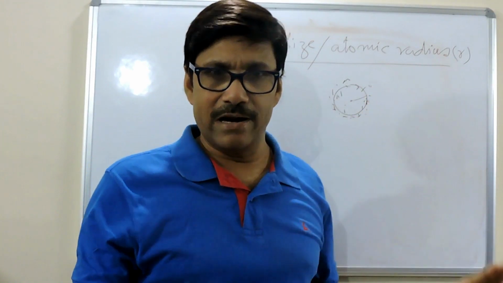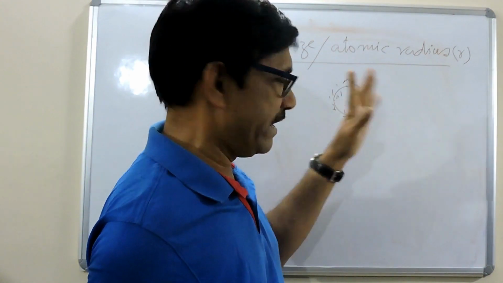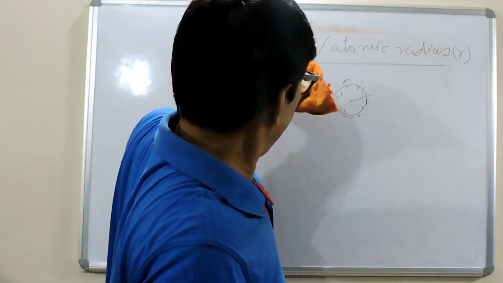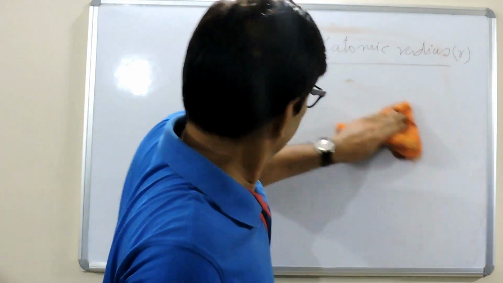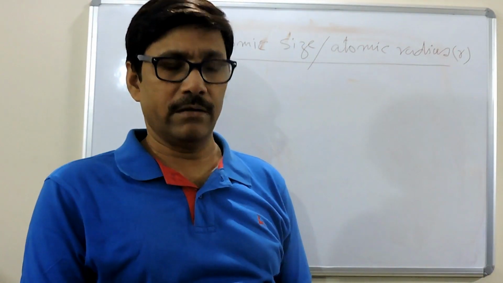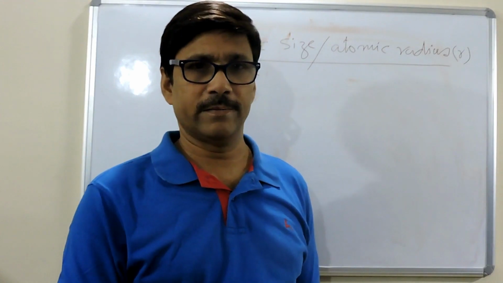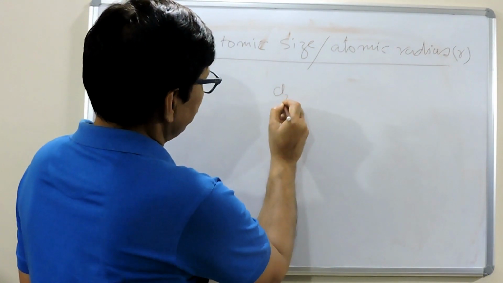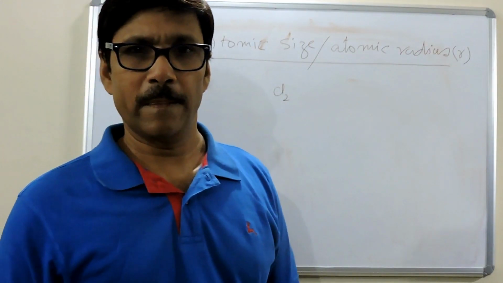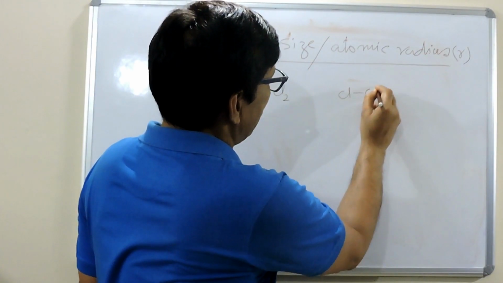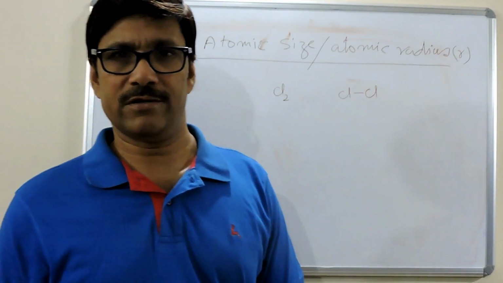Then how do we find out? What will be the meaning of atomic radius? Suppose I give one example. If we have to find out the atomic radius of chlorine. Chlorine is a diatomic gas. The formula is Cl2. It means two chlorine atoms are joined by a covalent bond.